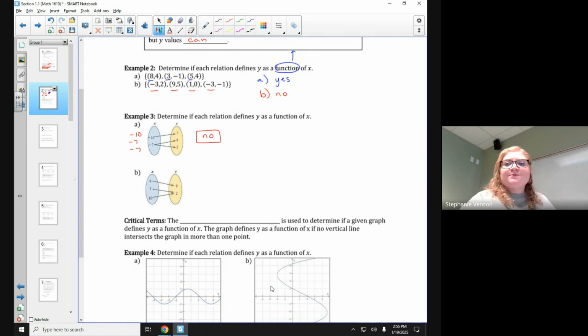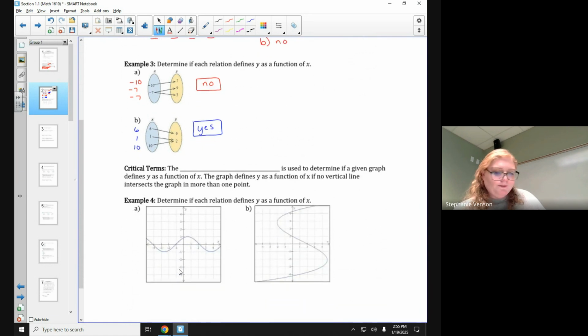So let's look at B. We have 6, 1, and 10. And if you look at this diagram, each of those x values has only 1 arrow coming from it. So that means they're each distinct, or they're not repeated. So we would say yes, this diagram, picture, chart, whatever you want to call it, demonstrates a function or shows a function. Okay, so that takes us through example 2 and example 3.